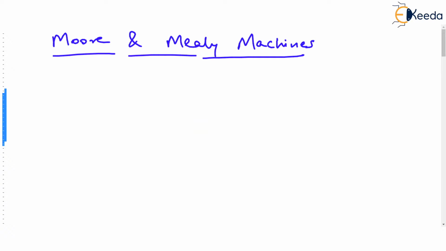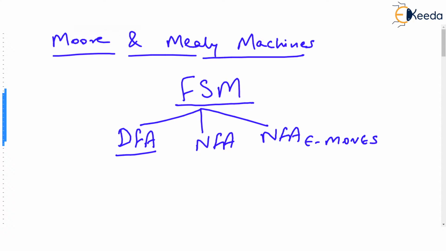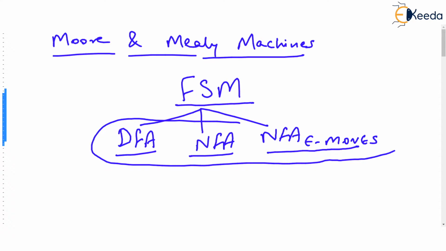Now, we have been learning finite state machines, of course, the machines which have a finite number of states. We have learned DFA, deterministic finite automata, NFA, non-deterministic finite automata, and NFA with epsilon moves, correct? All these are finite state machines. But the basic thing about these machines is that they take some input and they only tell whether the input is accepted or not accepted, whether that input string is in the language or not.